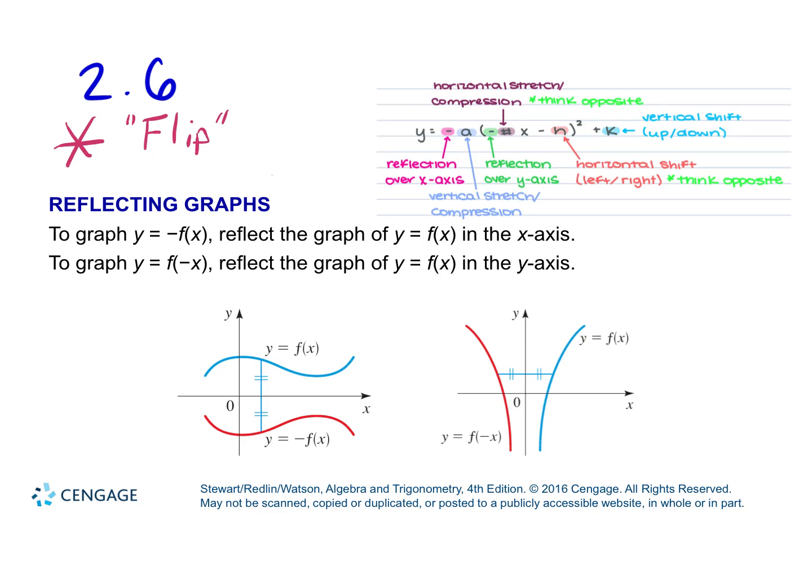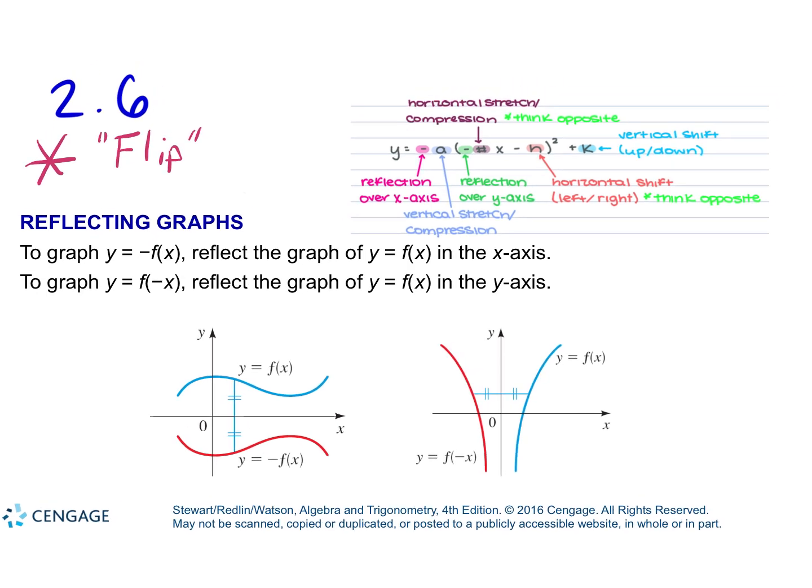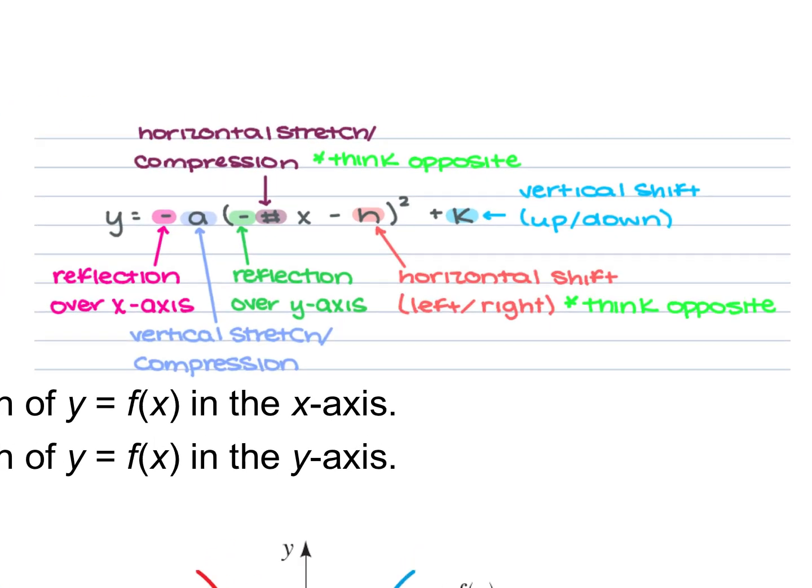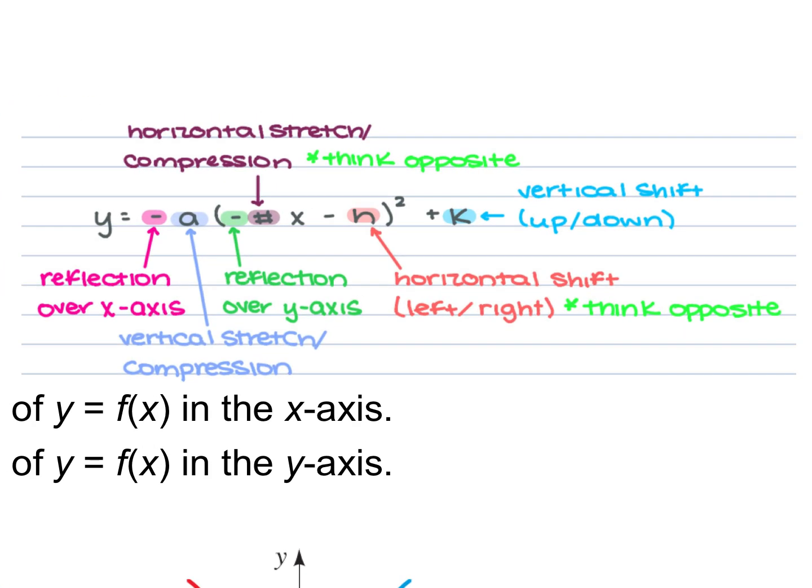2.6, we're going to talk about transformations of graphs. So this is the same that you did in Algebra 2. So it's really a lot of memorization and just looking at an equation and figuring out what's happening to it. So here's an example of everything put together.